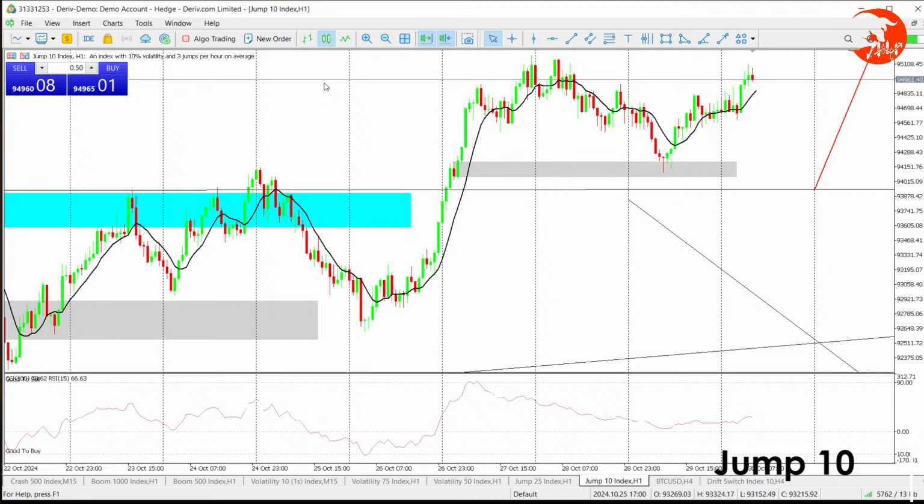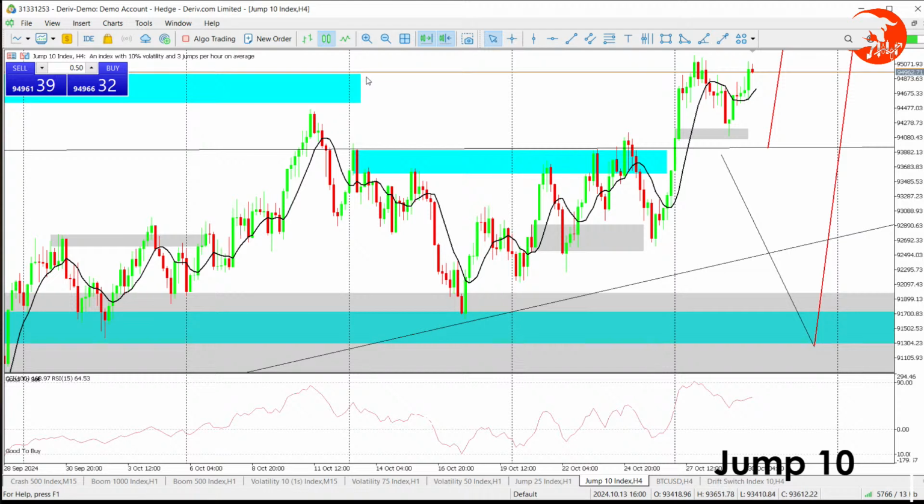Delete all. This is H1. Let's head over to H4 and look at H4. So H4 has clearly given us a double top there. It's a double top there.